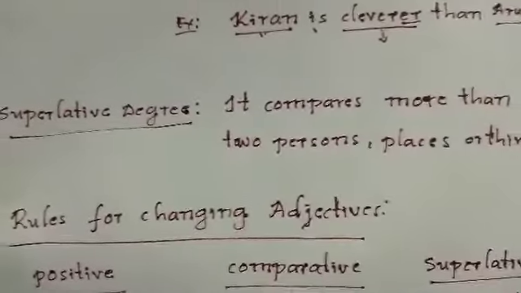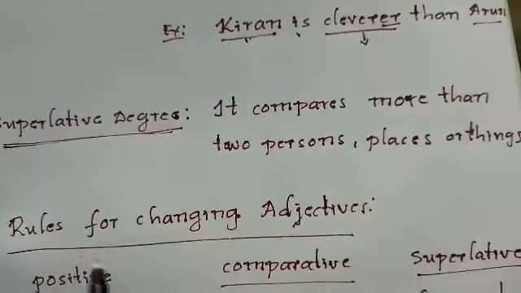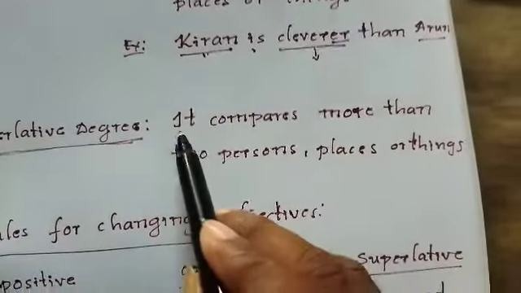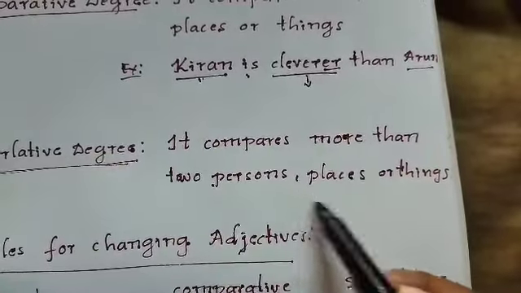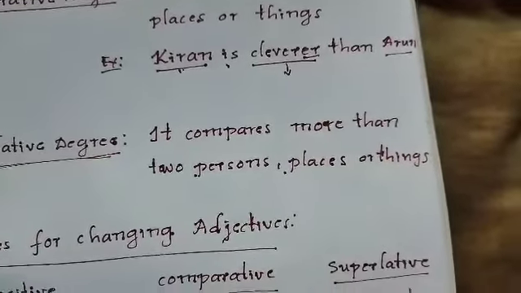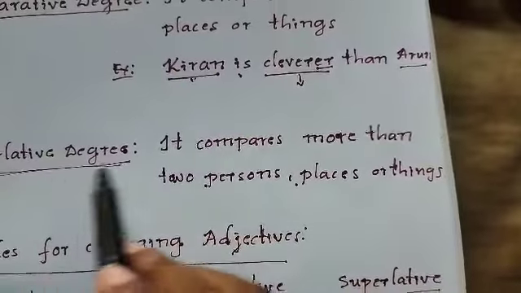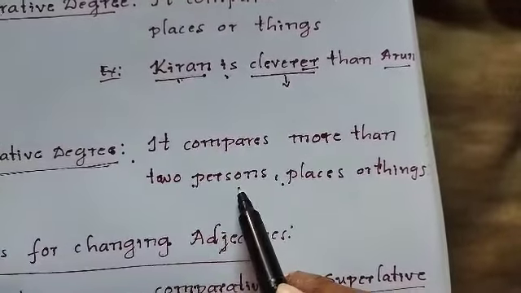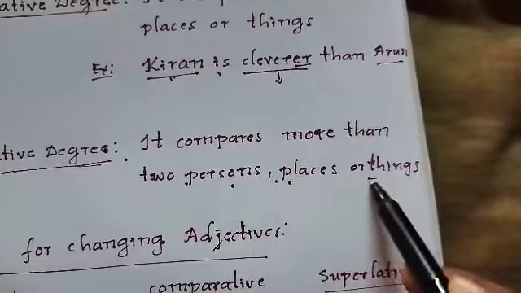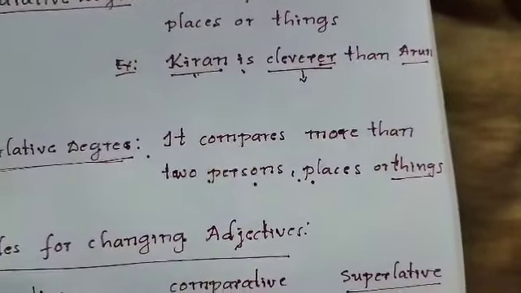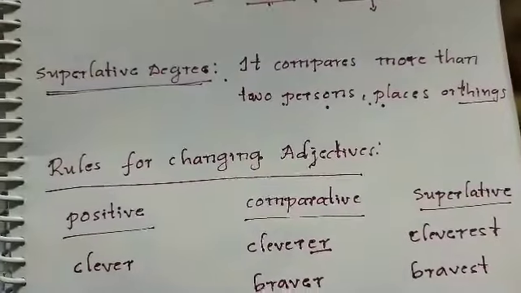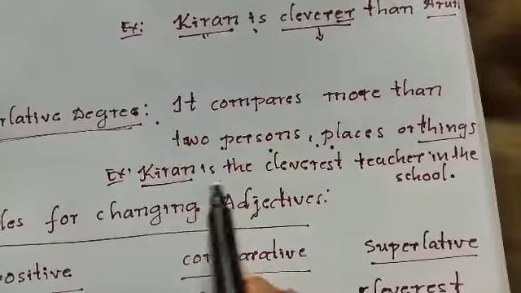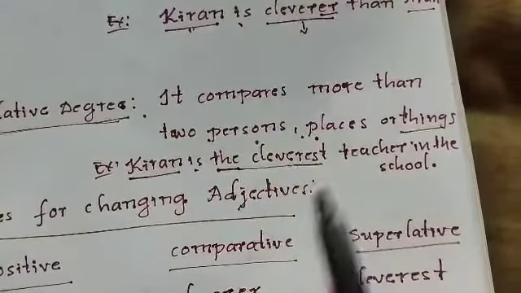Next, superlative degree. What is superlative degree? Superlative degree is the highest degree. It compares more than two persons, more than two places, more than two things. That is called superlative degree. Here the example is: Kiran is the cleverest.